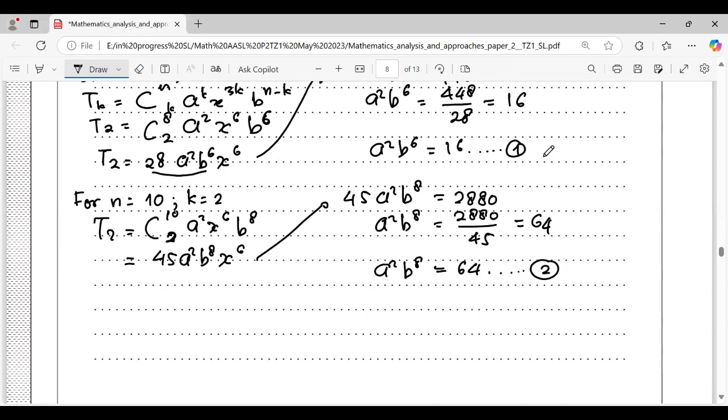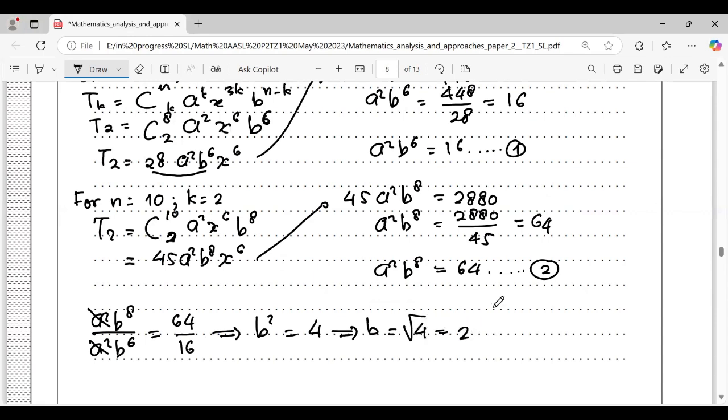So from the first equation and the second equation here, a squared b power 8 divided by a squared b power 6 equals 64 divided by 16, which equals 4. So 8 minus 6, b squared equals 4. Hence b equals square root of 4, which is 2.